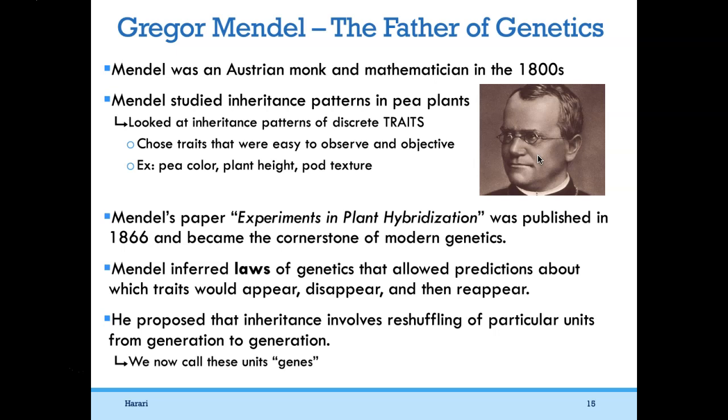We now call these units that get reshuffled genes. Right? He didn't know what genes were. So he called it the particulate theory of inheritance, because there are these particular units that get mixed and matched during the process of development.